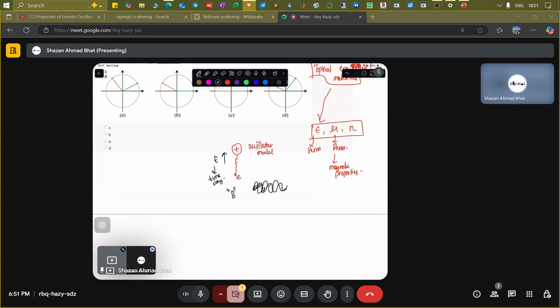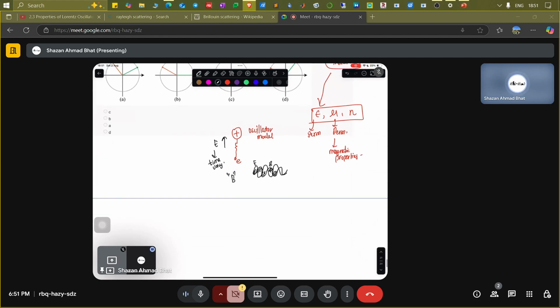Apart from the electromagnetic field, this is the B field, this is the E field. There is a magnetic moment associated with the electron. What is that magnetic moment? There is some spin associated with the electron that can respond to the magnetic field. And it's present in all of the materials.